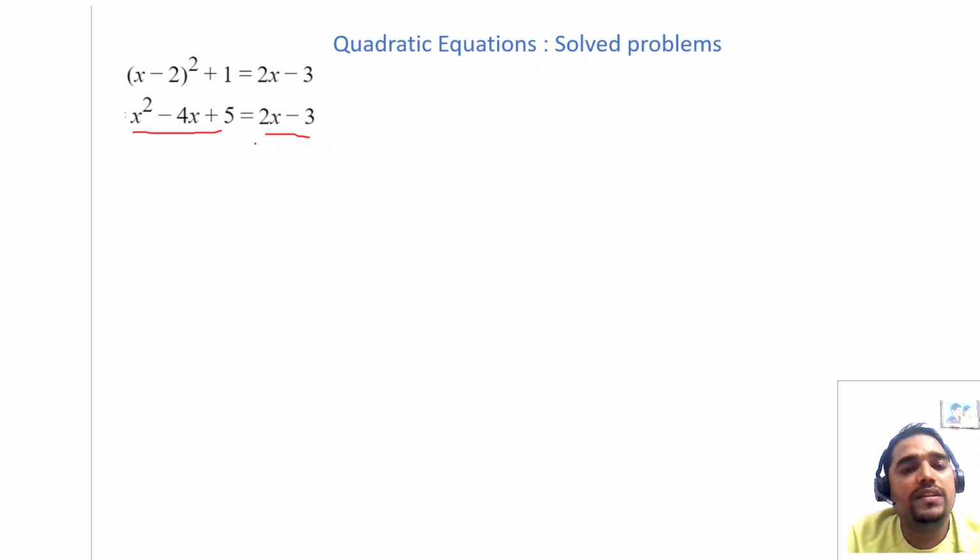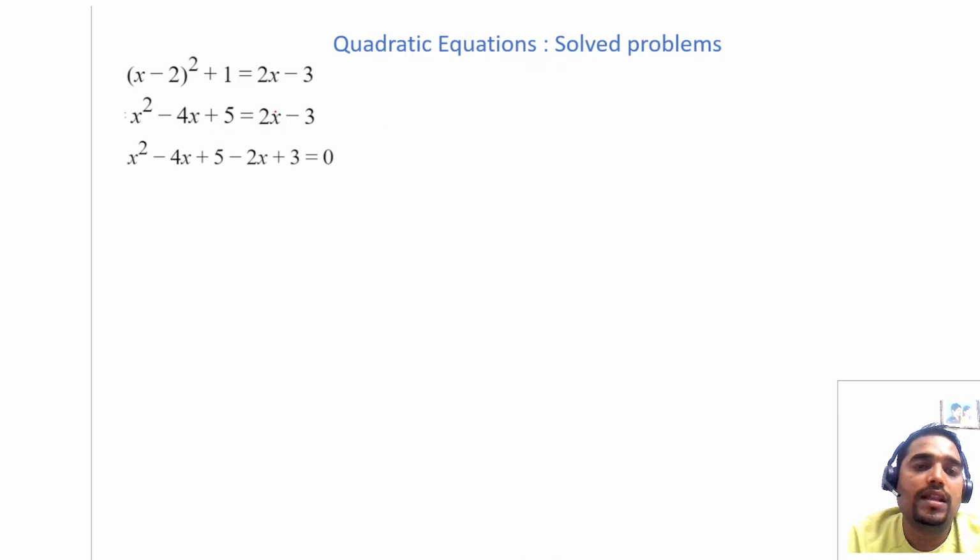In order to simplify this equation further, we have to transpose all the terms of the RHS towards the LHS. Then the LHS remains as it is, x square minus 4x plus 5, but the plus 2x upon transposing from the RHS to the LHS becomes minus 2x. Also, minus 3 upon transposing to the LHS becomes plus 3. That is what we have seen here.